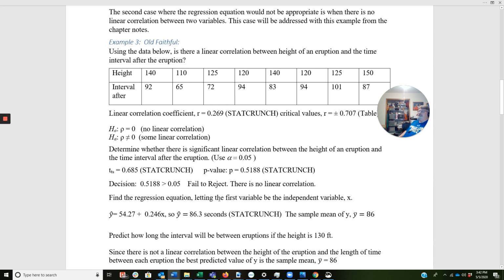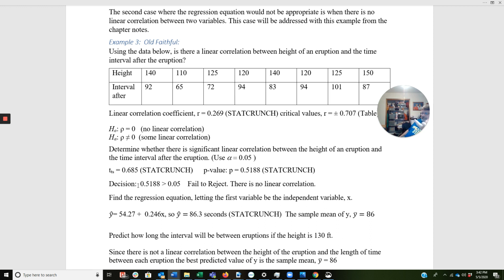So the test statistic using StatCrunch came in at 0.685. The p-value we see is pretty big, 0.5188. We're just going to use the p-value to make our decision. The 0.5188 is greater than 0.05, so we're going to fail to reject. We fail to reject. We're saying there is no linear correlation.